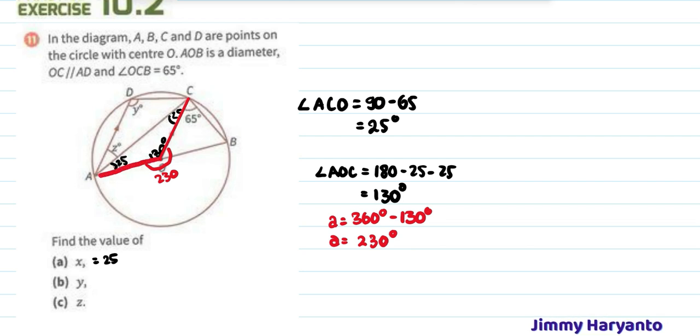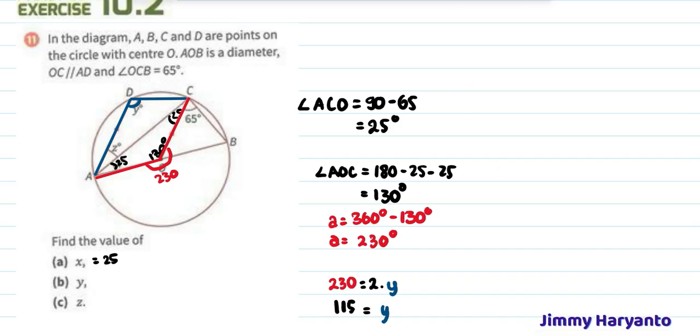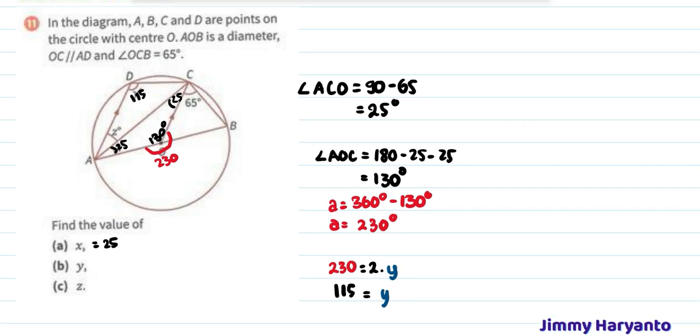And this one is the center angle, and it corresponds with this circumference angle, the y. So 230 degrees equals 2 times the circumference angle, which is y. So y equals 115. So this is 115. There we go. And then what next? The z. Okay, to find the z, I think we can use, which one? Wait.